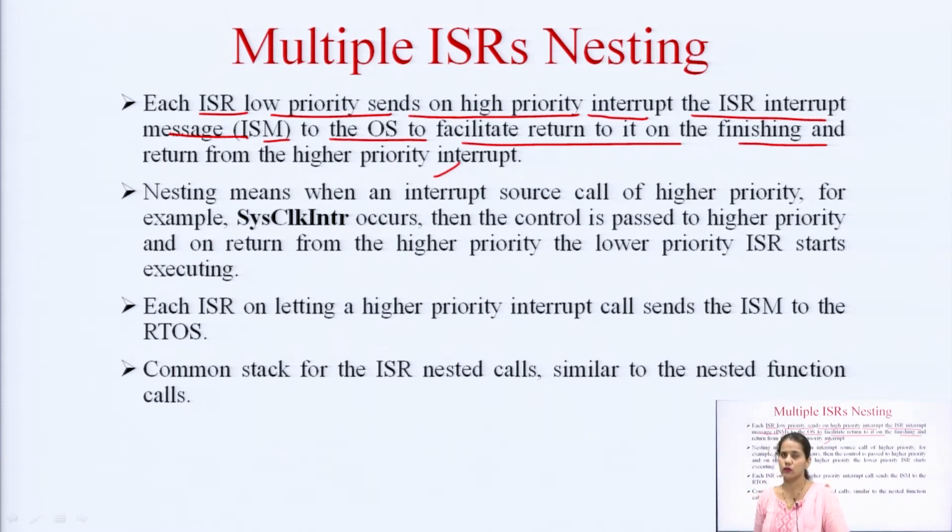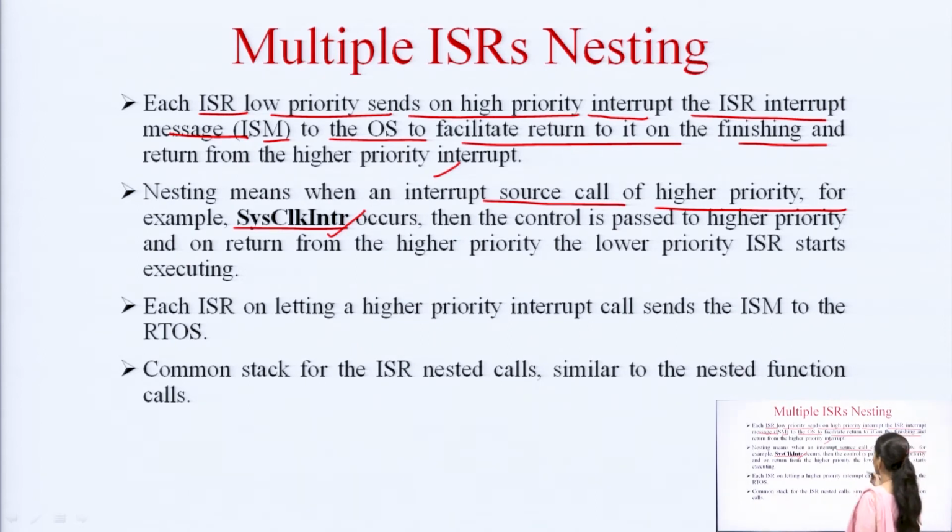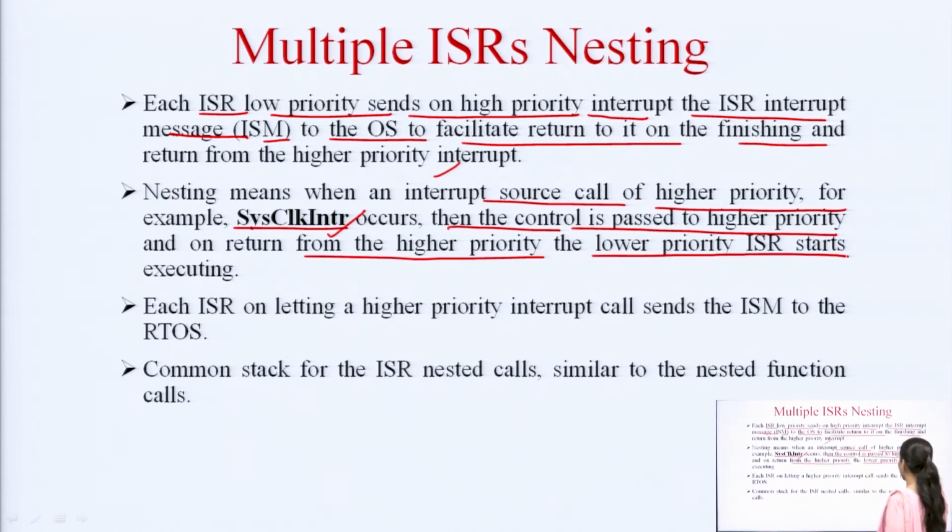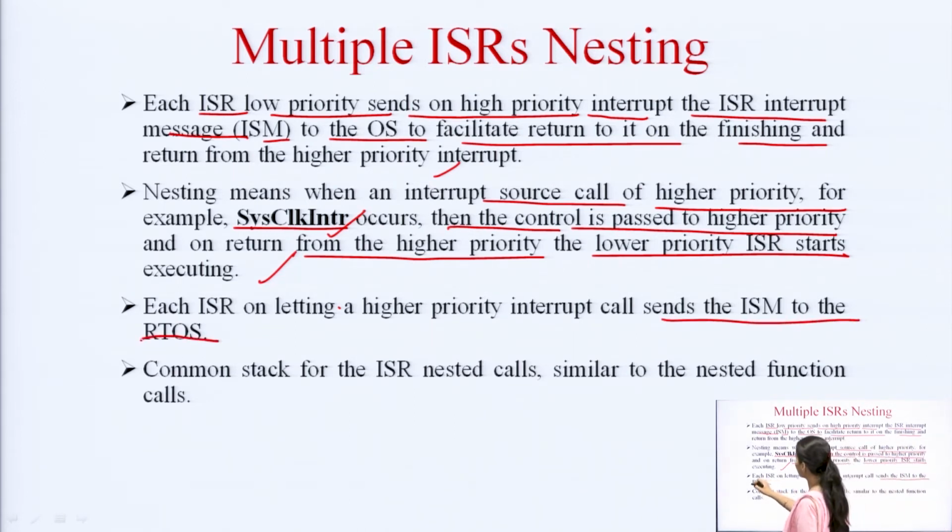So, nesting means that when an interrupt source call of higher priority occurs, for example the sys clock interrupt, which has a higher priority, the control is passed to the higher priority one, and on return from it, the lower priority ISR starts executing. Each ISR, on letting a higher priority interrupt call, sends the ISM to the RTOS. ISM is ISR interrupt message.